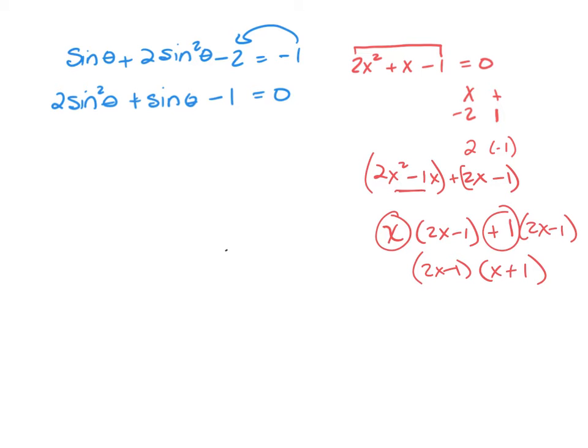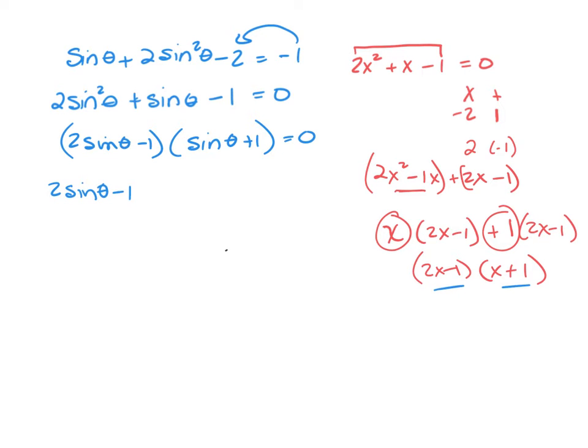But we've got signs involved. So everywhere I see an x, I put in a sine. So it's going to be 2 sine of theta minus 1 times sine of theta plus 1. All I did is replace the x's with the sine. So just like we used to do when it was x plus 1 times x minus 2 equals 0, we would make each one of these equal to 0, because when you're multiplying two things together and you get 0, one of them has to be a 0. So we make our factors equal to 0, and we leave the sine alone.